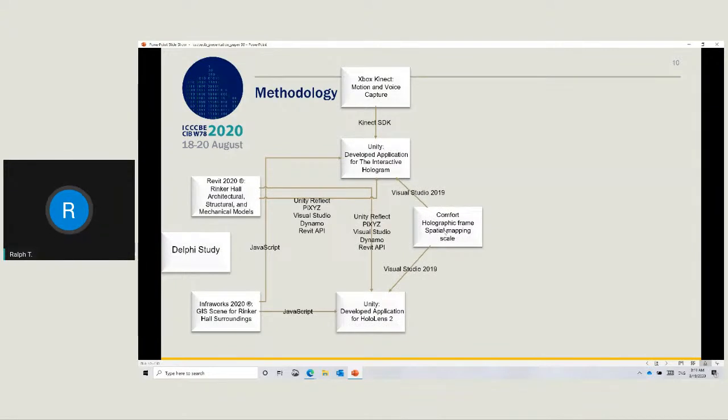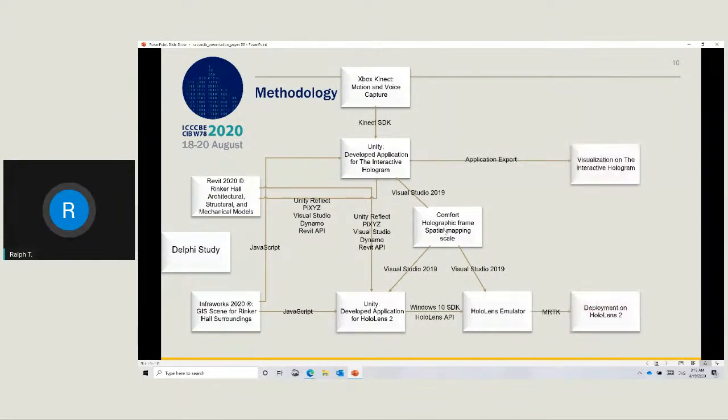Similarly, to develop the application for the HoloLens, we are using Unity. We're evaluating both platforms, both tools, for comfort, spatial mapping, and scale. The HoloLens application is tested on the emulator. And then once the applications are exported, we can use them as tools to test the effectiveness of holography to visualize BIM and GIS data together. Then the data is collected and analyzed.